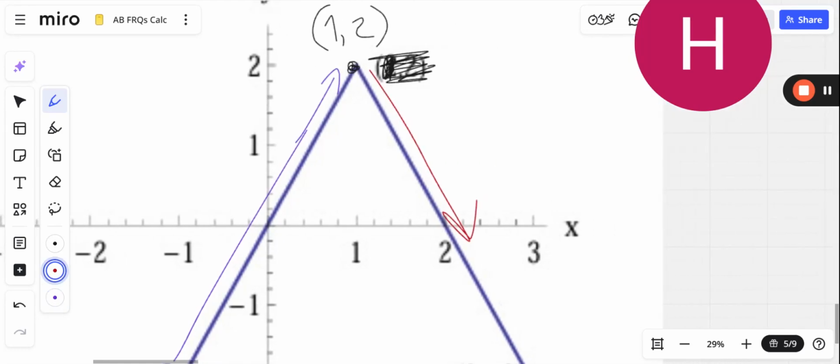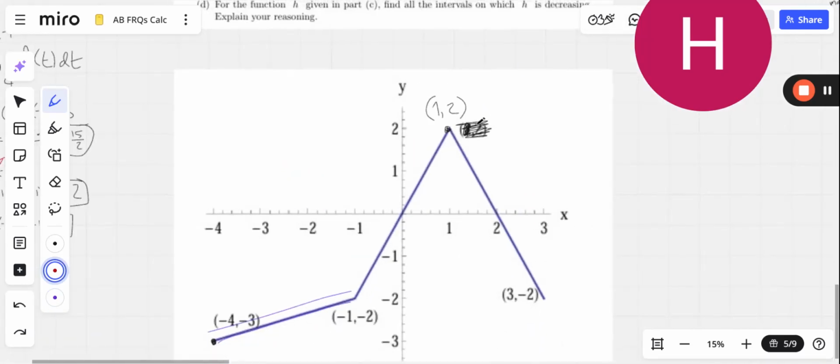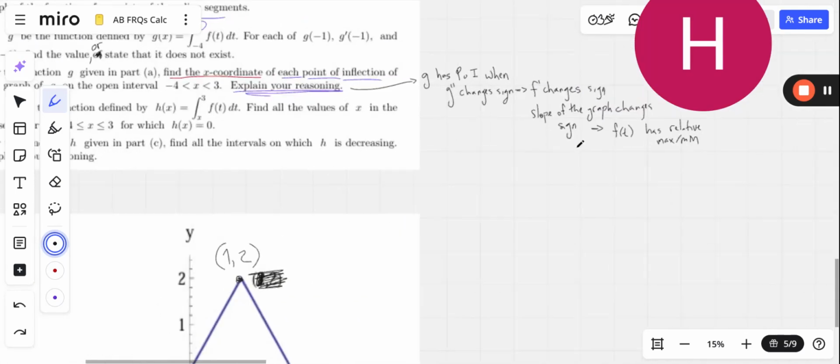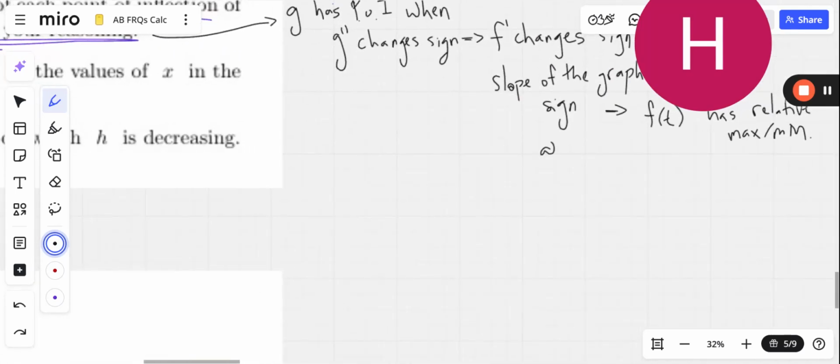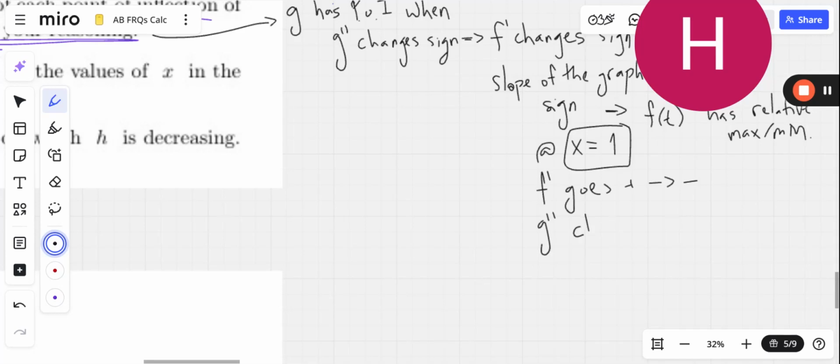So here at x equals 1 is the interesting point. I accidentally had the wrong number there. At x equals 1 is when we have that point of inflection. We can say f prime goes positive, negative. So that means g double prime changes sign.